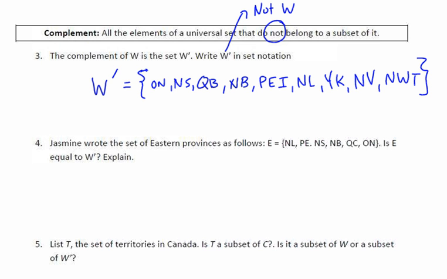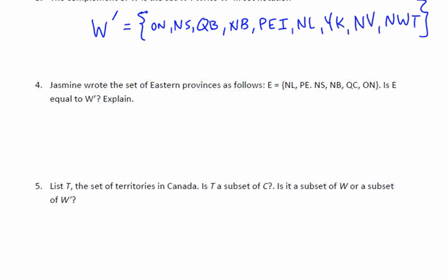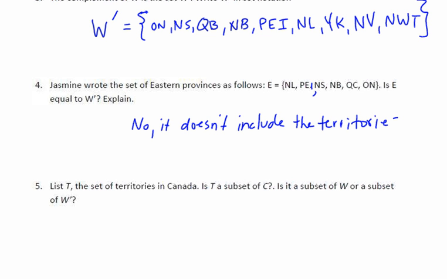Okay, Jasmine wrote the set of eastern provinces as the following. So she defined eastern as Newfoundland, PEI, Nova Scotia, New Brunswick, Quebec, and Ontario. Is E equal to the complement of W, or not W? No. Why not? It doesn't include the territories.